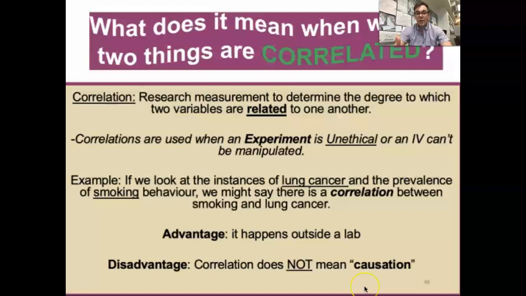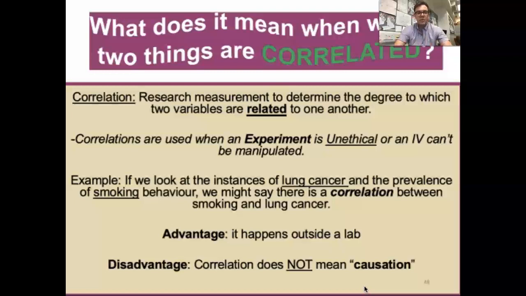For instance, if we're looking at lung cancer and the prevalence that it has to do with smoking behavior, we might say that there's a correlation between smoking and lung cancer. But it would be unethical for a researcher to provide tobacco to teenagers to study this particular relationship. So in this case, using a correlational study would be effective. Some other examples might be looking at communication styles and divorce rates, or tardiness to class and your grades in your subjects. These are other examples of correlations.